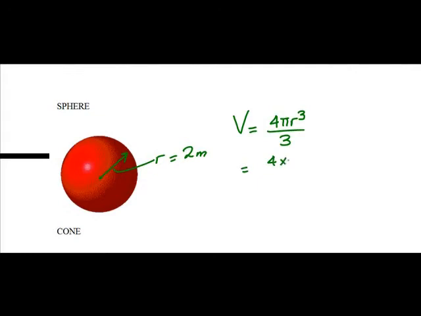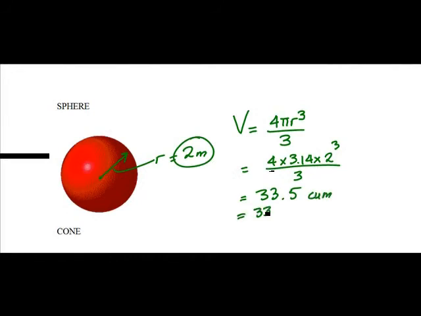4 times 3.14, and r was 2, over 3. So when you do this in your calculator, you're going to get 4 times 3.14 times 8 divided by 3, and that's going to give you 33.5. And what was the r in meters? So this is going to be cubic meter, or 33.5 meter cube.